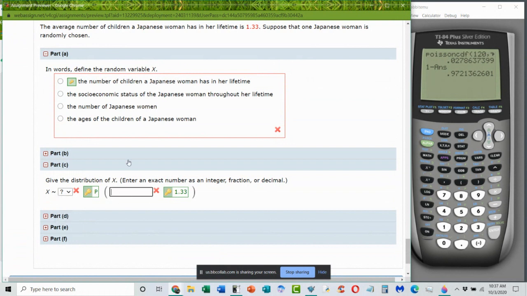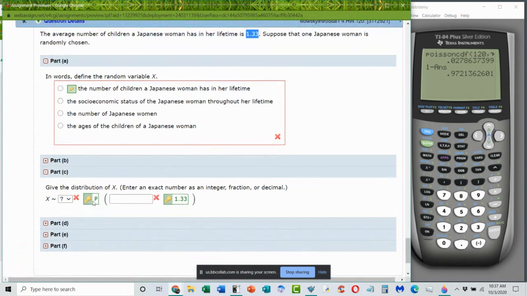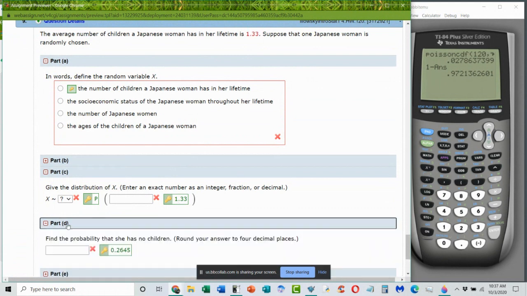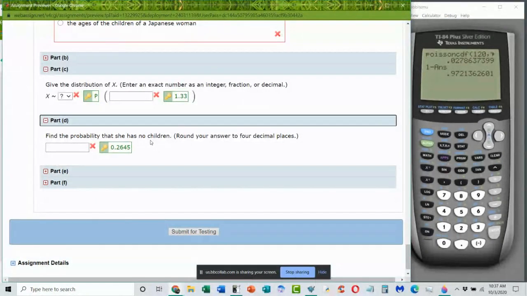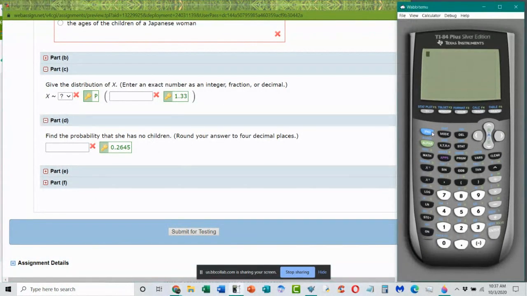And all they ask for is just the lambda, the only value they've given you. So that's just a Poisson with this value. And find the probability that she has no children. No children means exactly zero children, so that's a PDF. We had 1.33 and zero. So in this case, I have Poisson PDF, and I'm finding there's a 26.45 percent chance of her having no children in her life.